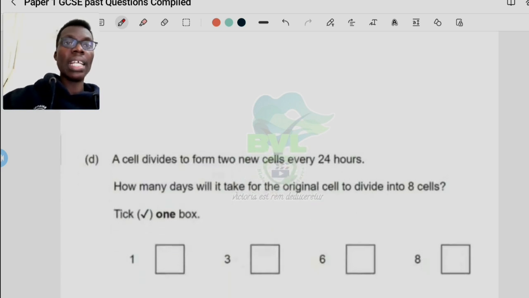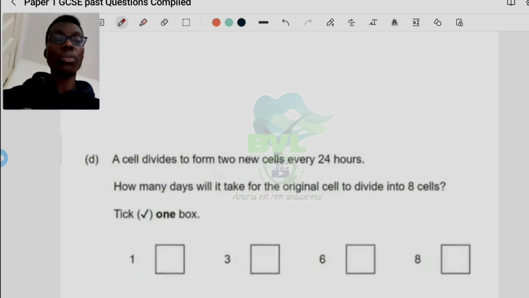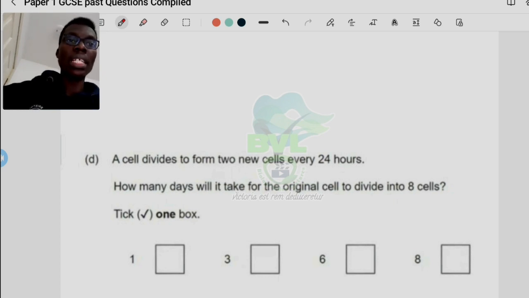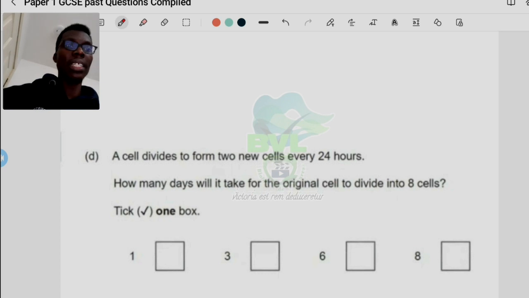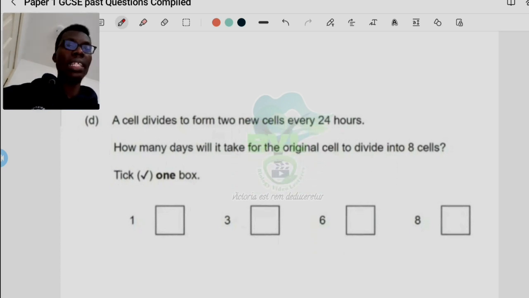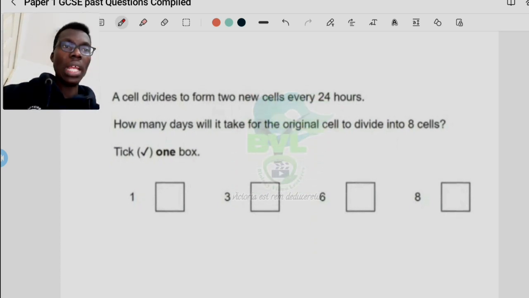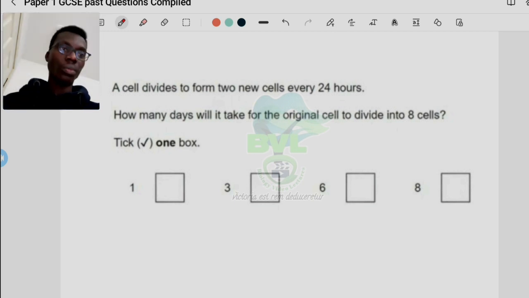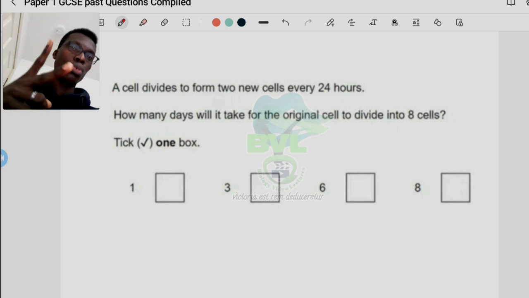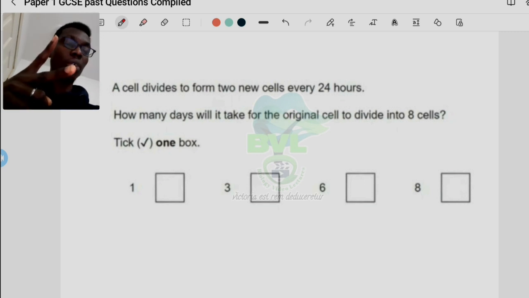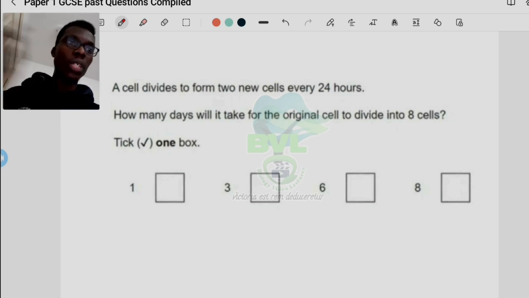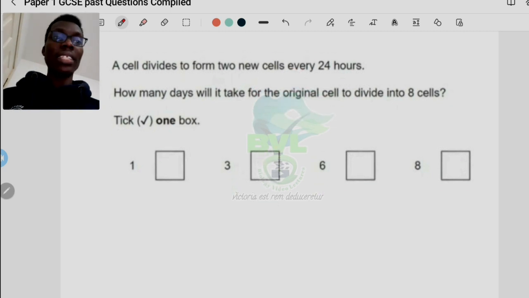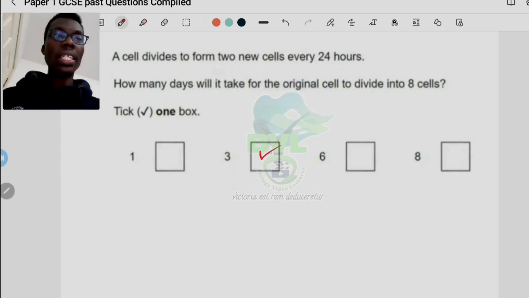The next thing here says a cell divides to form two new cells every 24 hours. How many days will it take for the original cell to divide into 8 cells? Don't forget one cell forms 2 cells in 24 hours. How many days will we use to get 8 cells? Well, the answer is going to be 3 days.